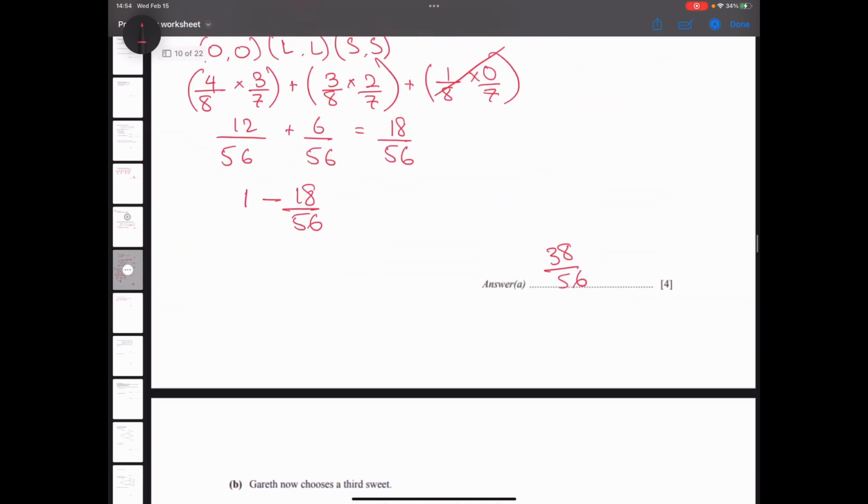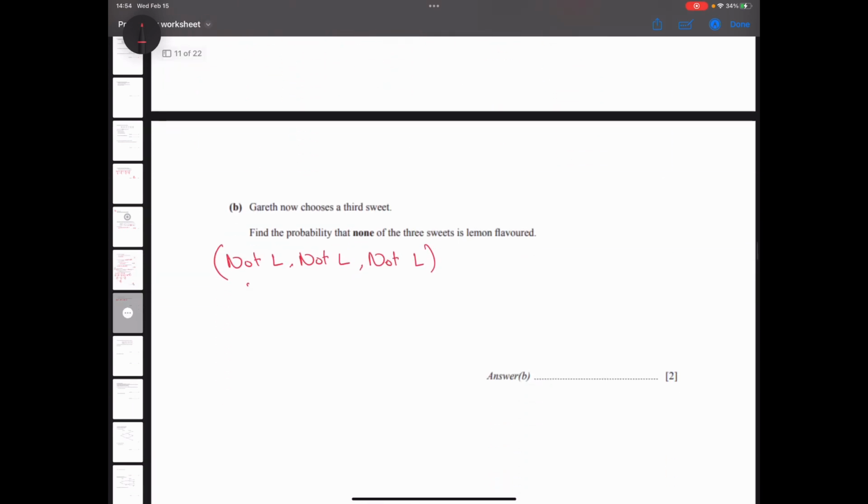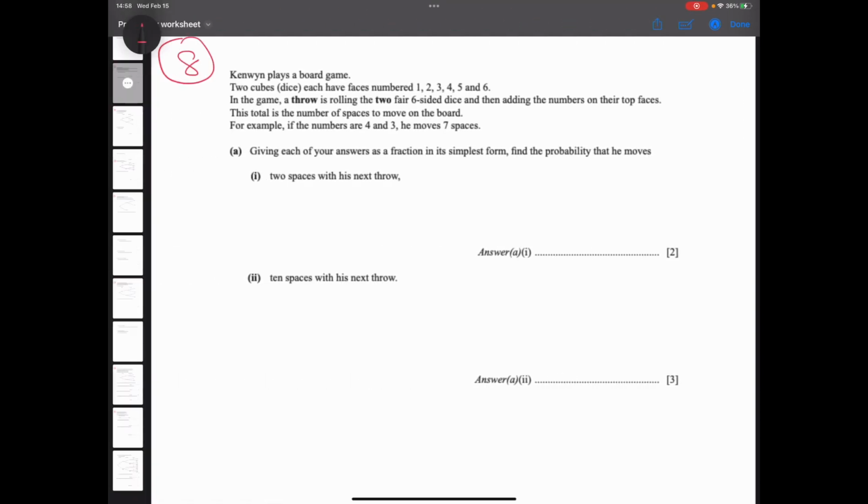Again, not lemon can be orange, which is 4, or strawberry, 1. So not lemon is 5 sweets. So 5 out of 8 times 4 out of 7 times 3 out of 6. 5 times 4 times 3, 60. 8 times 7 times 6, 336. And starting question number 8.